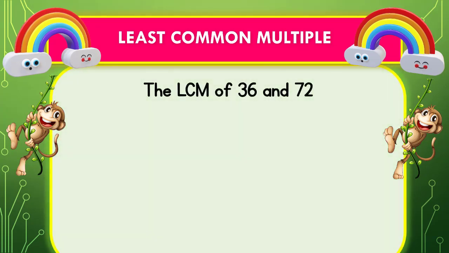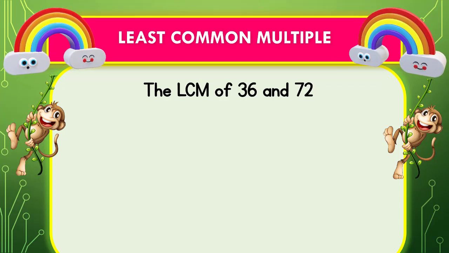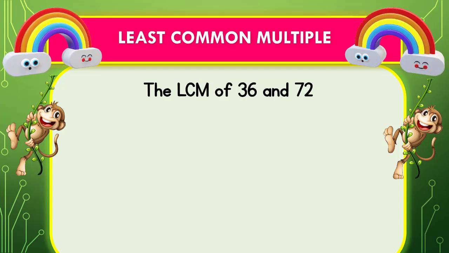Next, the least common multiple of 36 and 72. Set up the number. What number can divide 36 and 72?